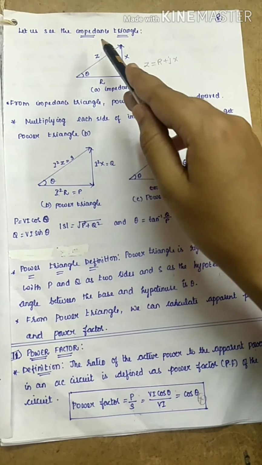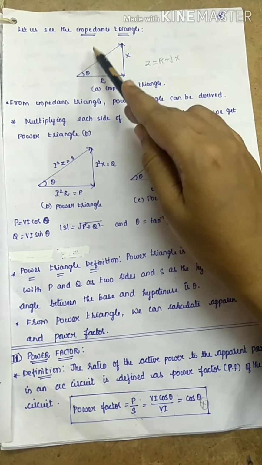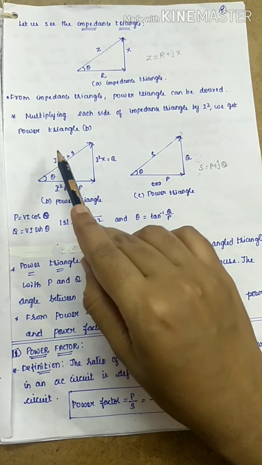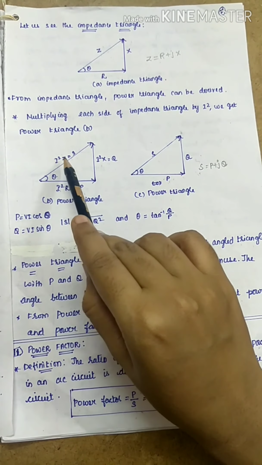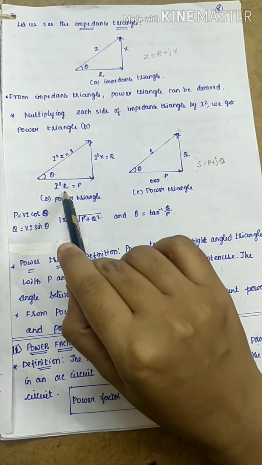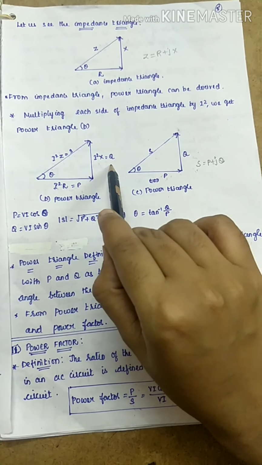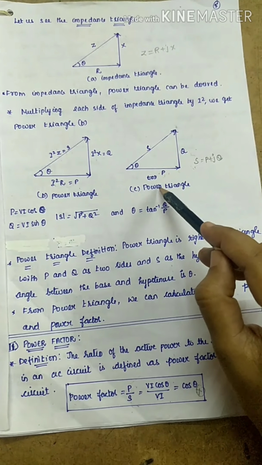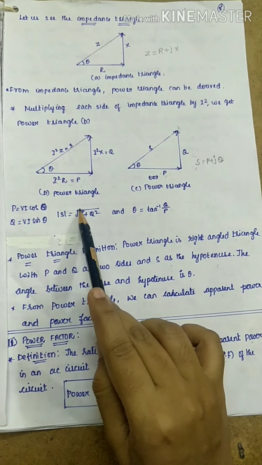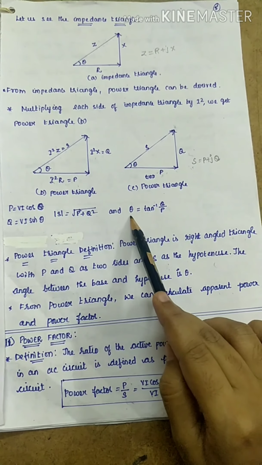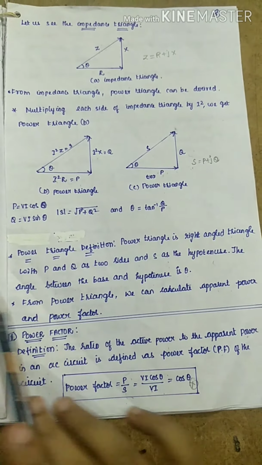So to get the power triangle, I am multiplying all the sides by I square. So here I square Z, I square R, I square X, whereas I square Z is equal to S, I square R is equal to P, I square X is equal to Q. So S is apparent power, P is active power, Q is reactive power. The magnitude is given as square root of P square plus Q square, and the angle is given as theta equal to tan inverse of Q by P.